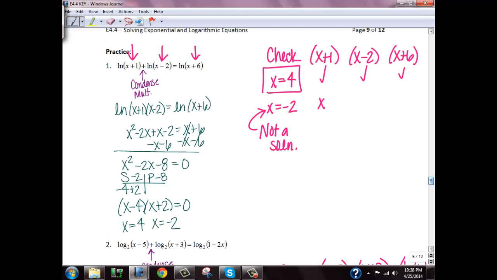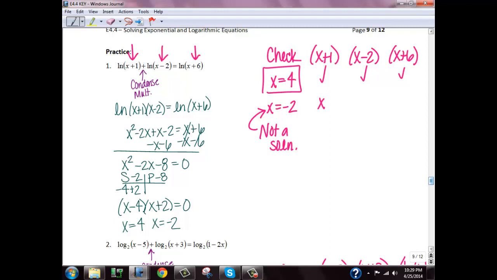All right, so on this first one, we have to condense first because we have an addition that condenses into multiplication. Once I've condensed it, I can drop my logs, or my ln's here. I FOIL out the left-hand side and move the right-hand side terms over. So when I combine, I get x squared minus 2x minus 8, which I can easily factor using sum product into x minus 4 and x plus 2. Which means that my solutions are x equals 4 and x equals negative 2.